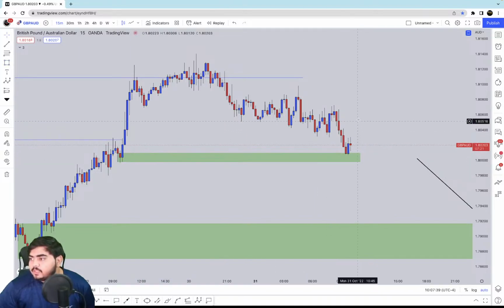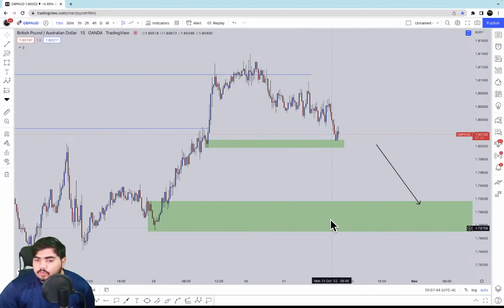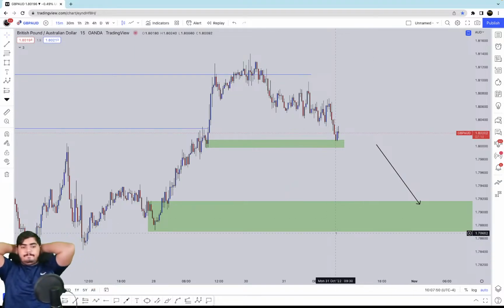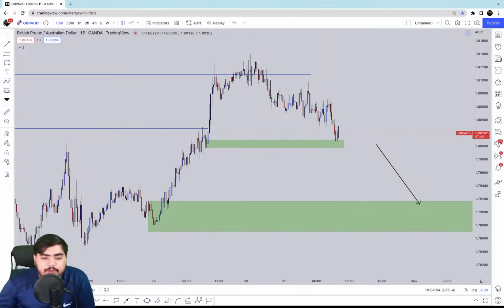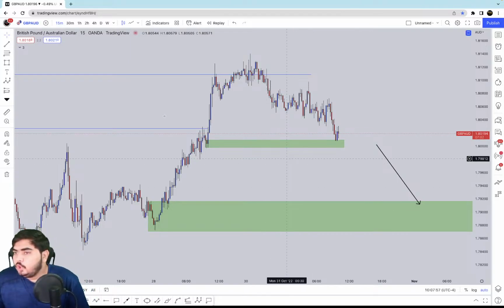Yeah, short-term upside is expected, but I would be interested in buying GBPJPY right around this area. So that is going to be my concern here on the GBPJPY.